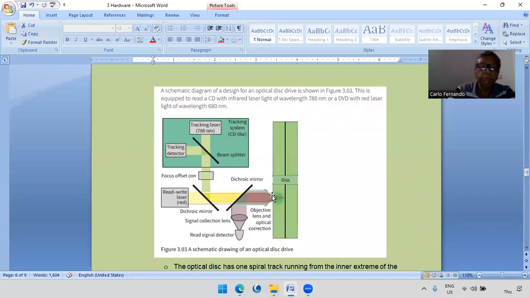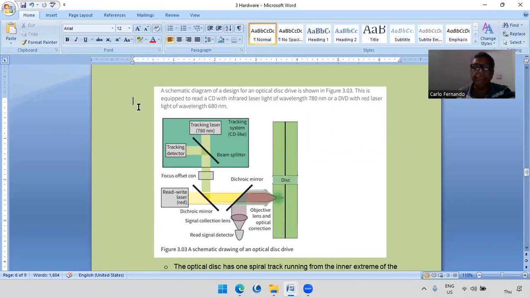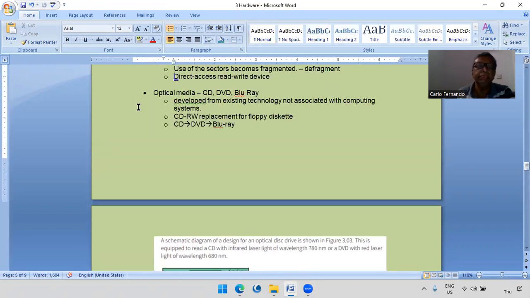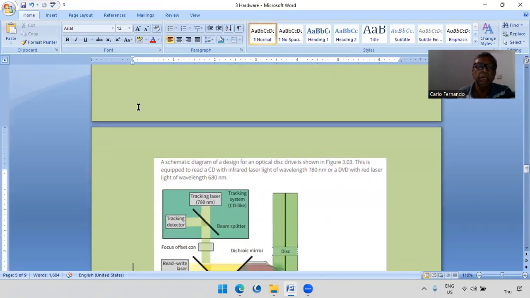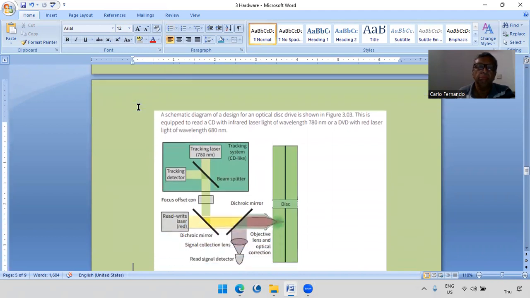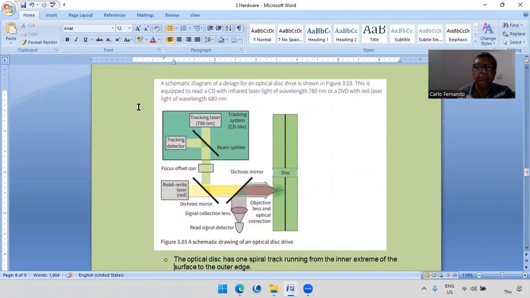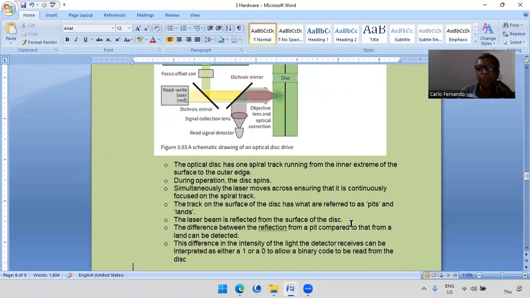Here is a diagram, a schematic drawing of an optical disk drive. There are technical details there. You don't have to worry if you can't remember these things. If you just read it and know there's a tracking system, then the mirrors are there like that, a rough idea will be enough.